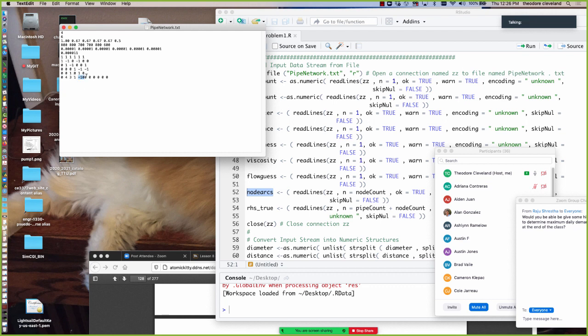And the head at the fixed grade node, or at node 0, if you will, is minus 100. And so when it's moved back to its correct position in the Bernoulli equation, it will have a value of 100. And then the head and everything else is zero.